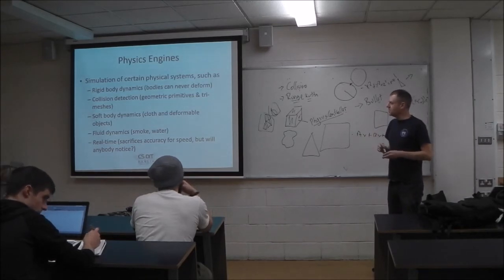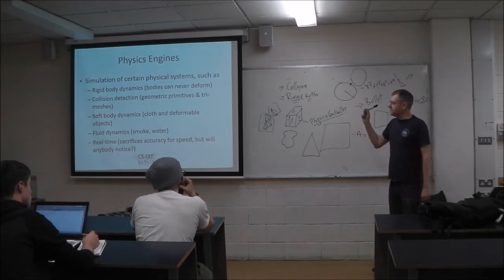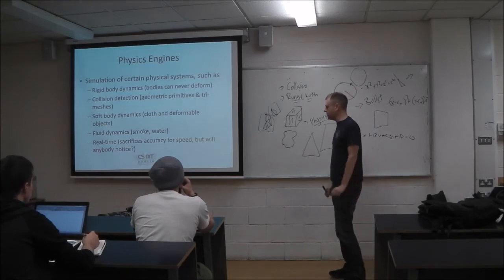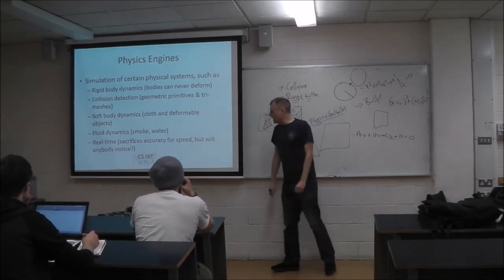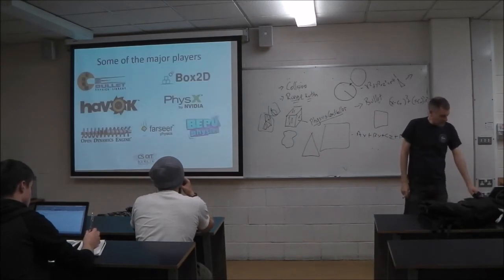Physics engines also do soft body dynamics. I should really have a look and see if I have some physics engine examples. I think I have a couple here. They also do stuff like fluid dynamics. And they're also real time, so they sacrifice accuracy for speed. Does anybody notice some of the major players?